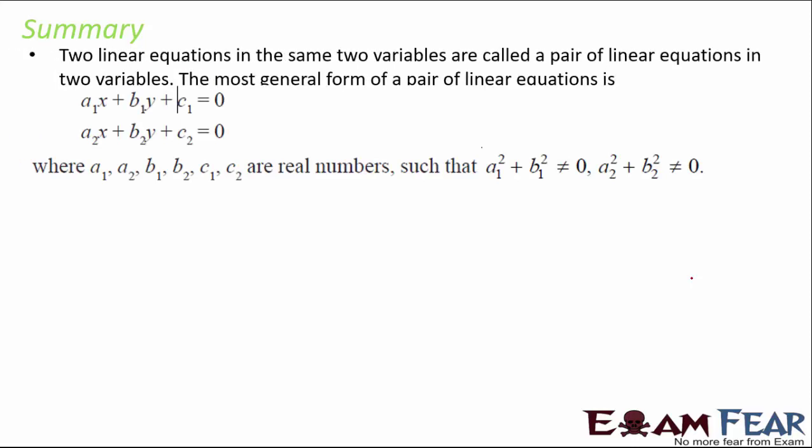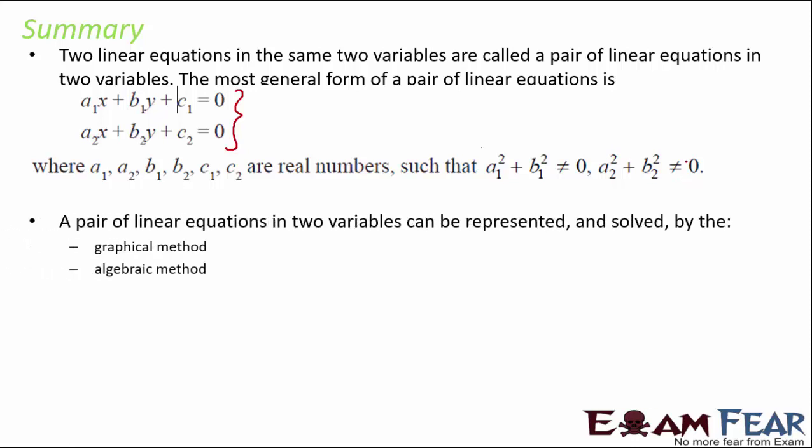So 2 linear equations in the same 2 variables are called a pair of linear equations in 2 variables. The most general form of a pair of linear equations is a1x plus b1y plus c1 is equal to 0 and a2x plus b2y plus c2 is equal to 0. Here a1, a2, b1, b2, c1, c2 are all real numbers, such that a1 square plus b1 square is not equal to 0 and a2 square plus b2 square is also not equal to 0. Okay, so these are like the basics. So I'm not getting into too much detail.